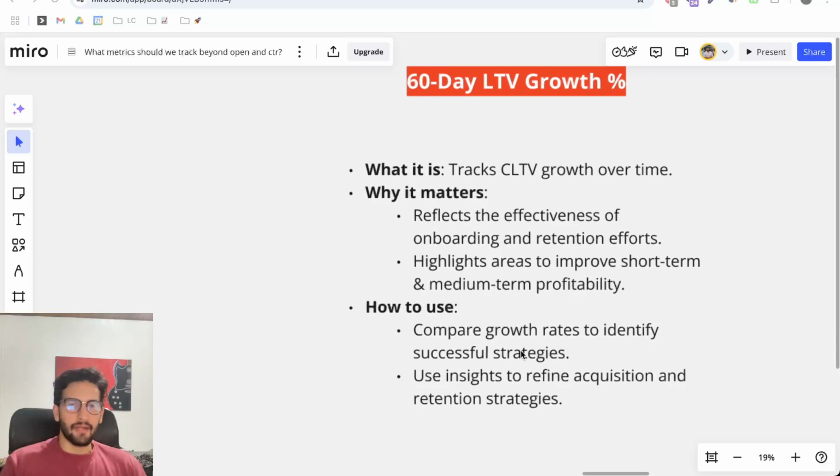Next, we've got 60-day, or it could be 30 or 90, but I just chose 60-day in this case, which is a good starting point. So 60-day LTV growth percentage tracks LTV growth over time. Why it matters: it reflects the effectiveness of onboarding and retention efforts, and highlights areas to improve short-term and medium-term profitability. How to use it: compare growth rates to identify successful strategies, and then use insights to refine acquisition and retention strategies as well. Of course, you want to make sure this is as high as possible because you want to increase your LTV as much as you can, because that's going to allow you to spend more money to acquire customers at the end of the day.